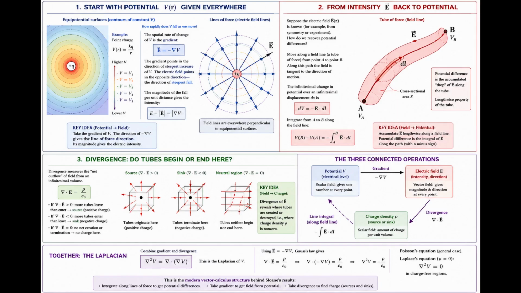We begin with potential, the electrical level. Take its gradient and we obtain electric intensity with magnitude and direction. Take the divergence of that electric intensity and we discover charge density, the local source or termination of the tubes. But we can also travel backwards from electric intensity to potential by integrating the intensity along a path.